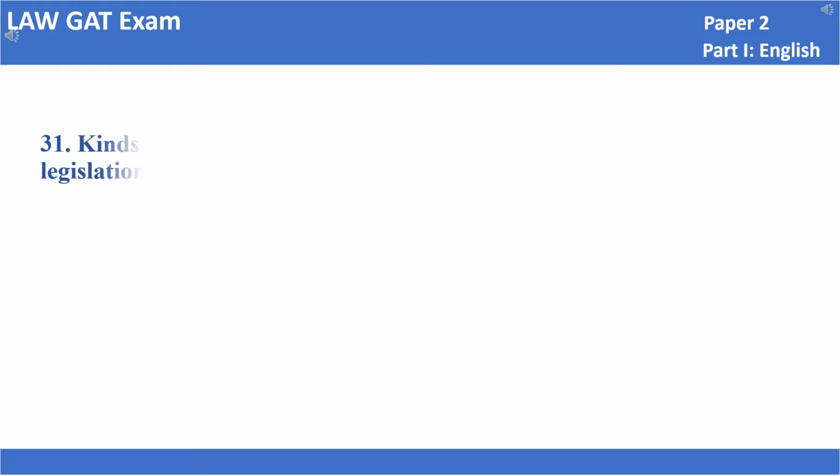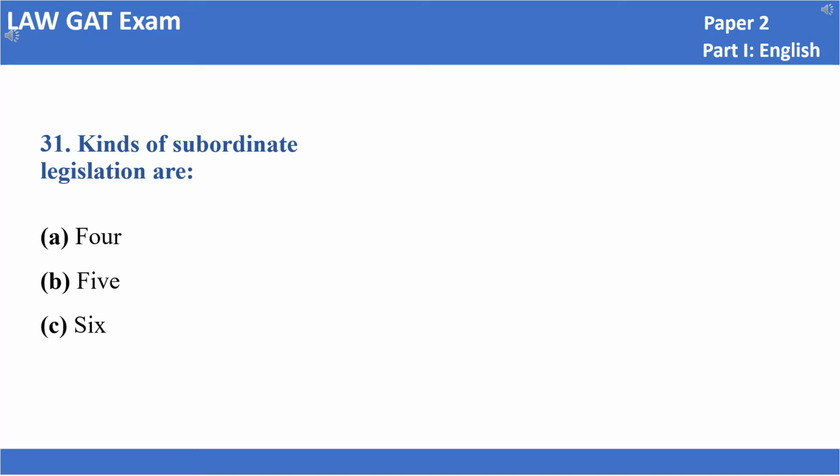How many kinds of subordinate legislation are there? Option A, 4. Option B, 5. Option C, 6. Or option D, none of these. The correct answer is option B, 5.